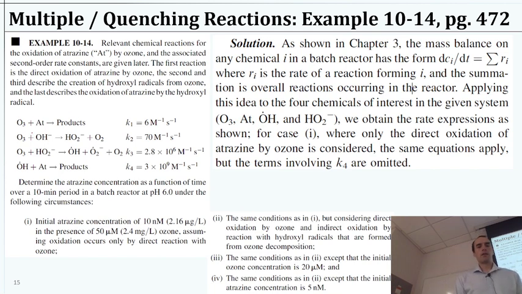Second, here's this ozone plus OH minus. And third, here's this ozone plus the, I guess that might be a hydronium ion. I don't remember the exact name. Yielding hydroxyl radicals, a superoxide radical anion, and oxygen. And then finally, this OH radical plus atrazine. Reaction rate constants for each of those.